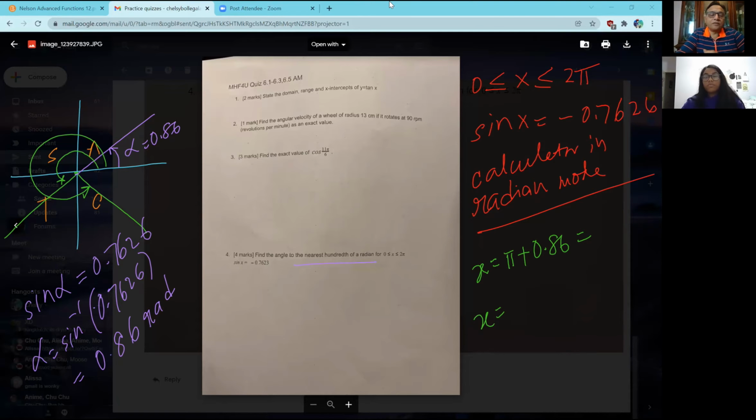So can you tell me 3 decimal places? What is this angle? 0.867. So I'm writing 0.867. Is it okay? And then you do 2 pi minus 0.867 and write down the value. Okay. So those are the two answers for you.